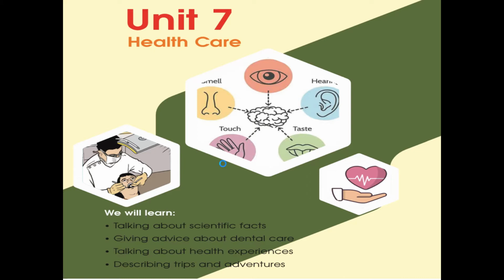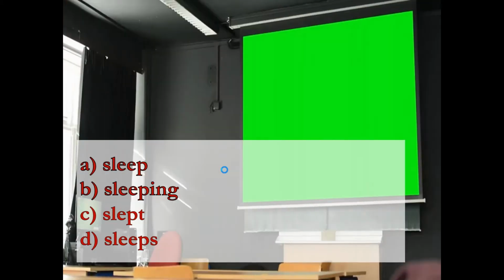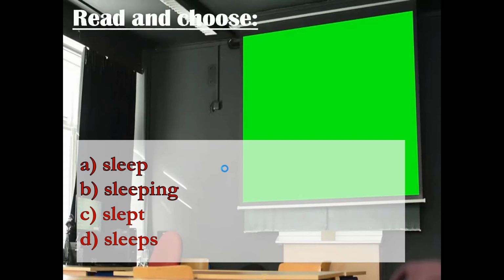Today's lesson will talk about the five senses, and we will start with a revision of the previous lesson that we have taken before. First of all, we have this exercise talking about the last lesson, which talked about the first conditional sentences. I have four forms of the verb sleep: sleep, sleeping, slept, sleeps, and I have to read and choose the correct form for this sentence.